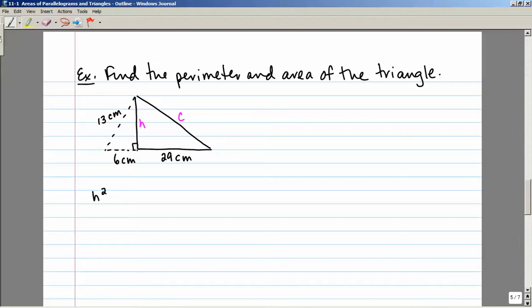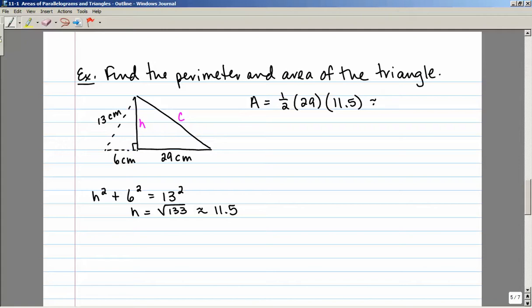So using the Pythagorean theorem, h squared plus 6 squared equals 13 squared. And working that out, I get that h is equal to the square root of 133, which is approximately 11.5. Okay, so to find the area of this triangle, I'm going to do 1/2 times my base, which is 29, times my height, which is approximately 11.5, so my area is approximately equal to 166.75 centimeters squared.